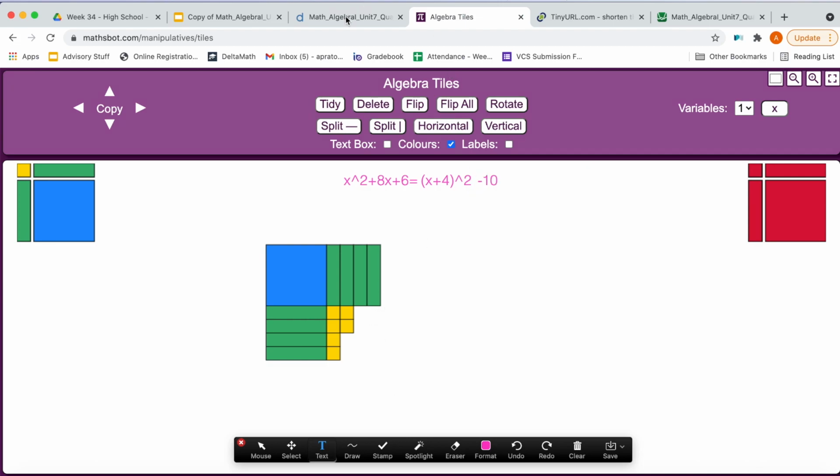Now students can go ahead, and we see x squared, 8x, we have the square, and then we have the 6, and we're missing 10. And you can visualize and see the x plus 4 up here, and the x plus 4 down here.